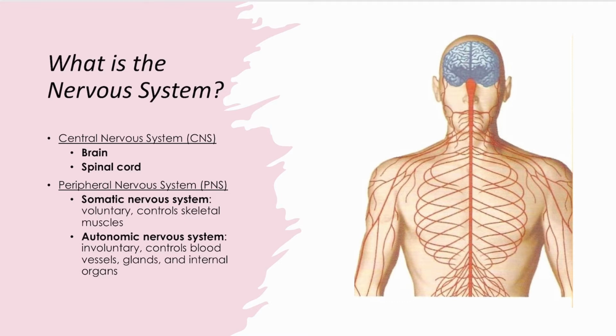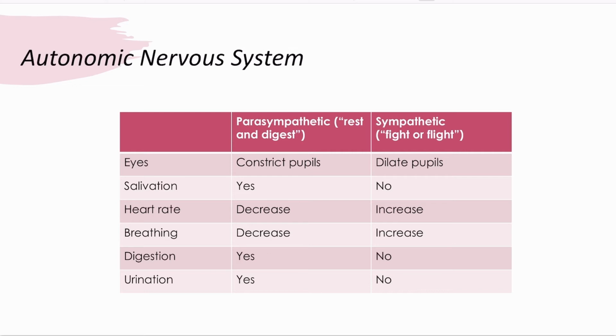The autonomic nervous system is for involuntary control. So these typically would include smooth muscle around your blood vessels, your glands, and your internal organs. The autonomic nervous system is further divided into two parts, which is the parasympathetic nervous system and the sympathetic nervous system. These two systems are opposites of each other, and only one or the other would be turned on. They would not be both on at the same time.